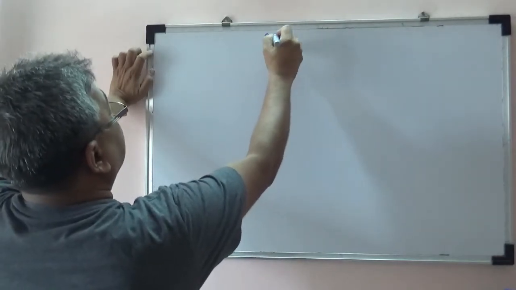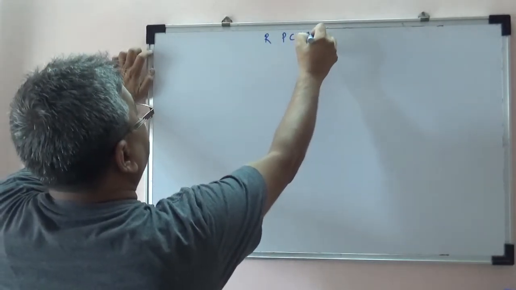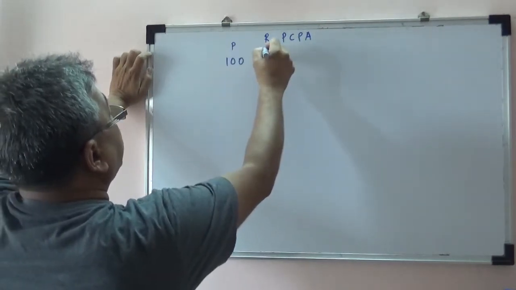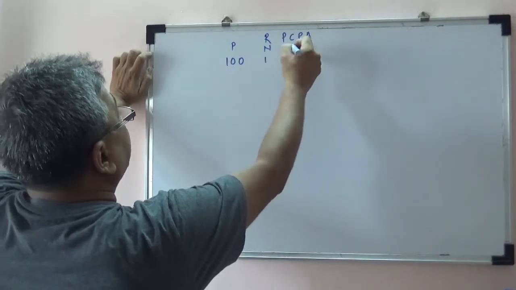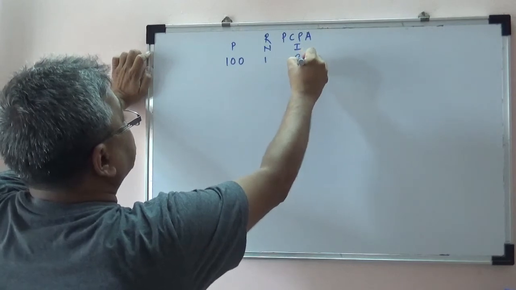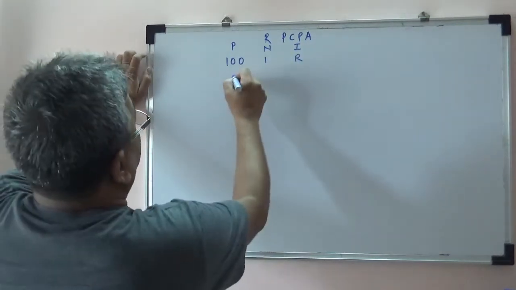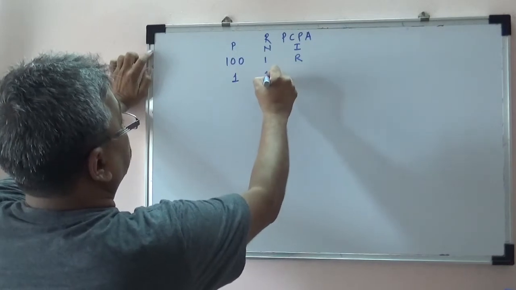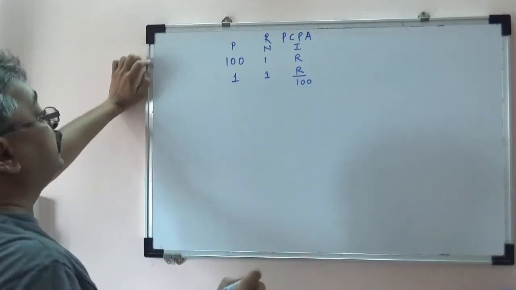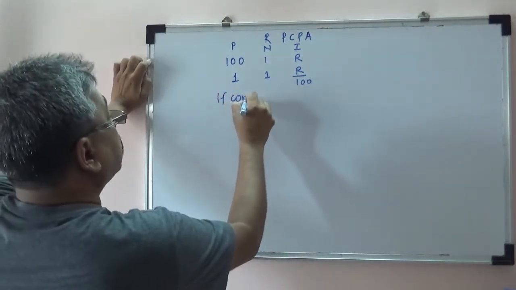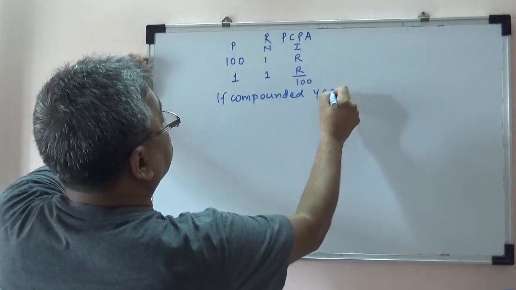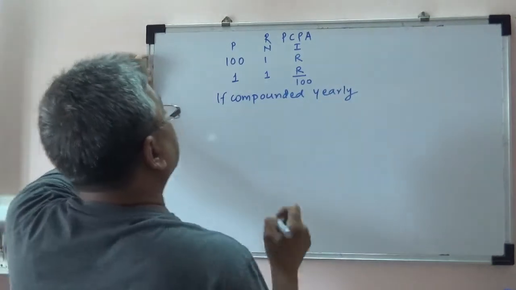The rate of interest R is percent per annum. Therefore, if we put 100 rupees as our principal for 1 year, n equal to 1 year, then the interest that we will get will be R rupees for 100 rupees. So if I put 1 rupee as my principal for 1 year, I will get interest of R upon 100. Now, if compounded annually, yearly, then what will I do?